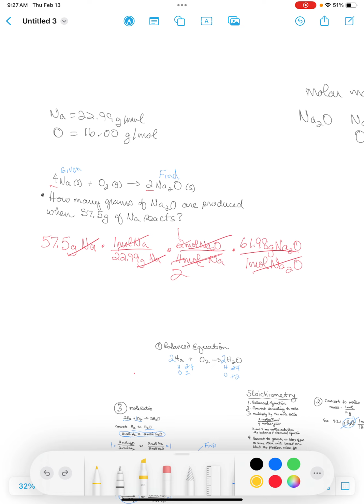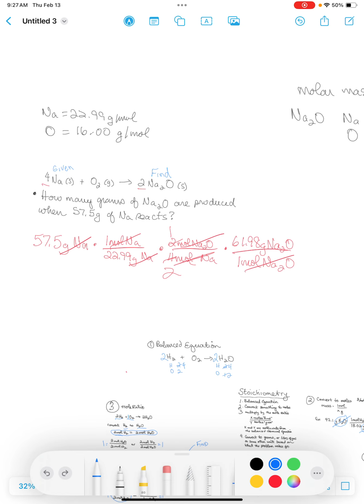So my total then, let's put this back into where we were starting from. I get 77.5 grams of Na2O. That's all there is to it. Every problem we do the same way.